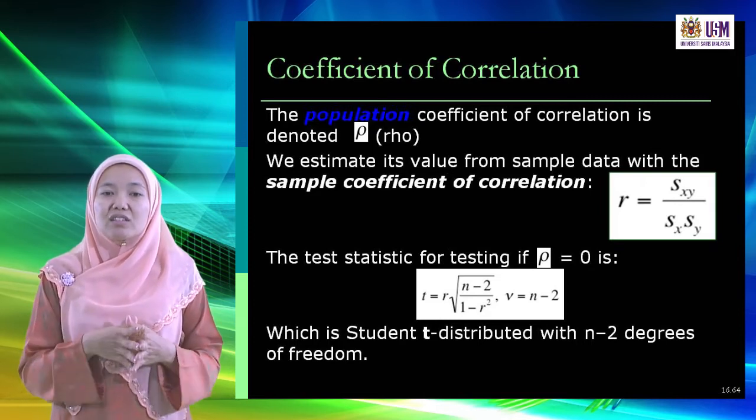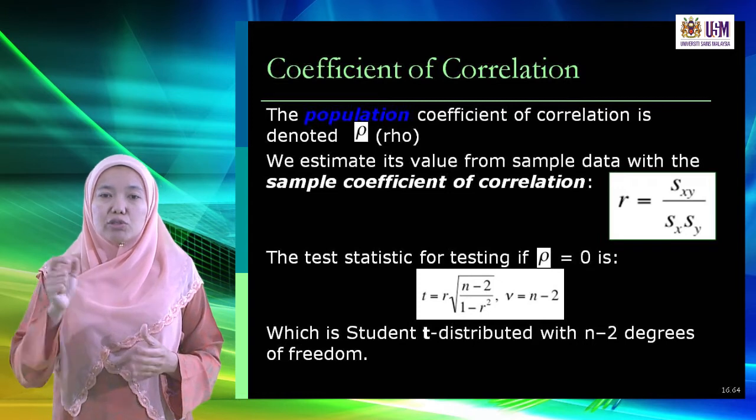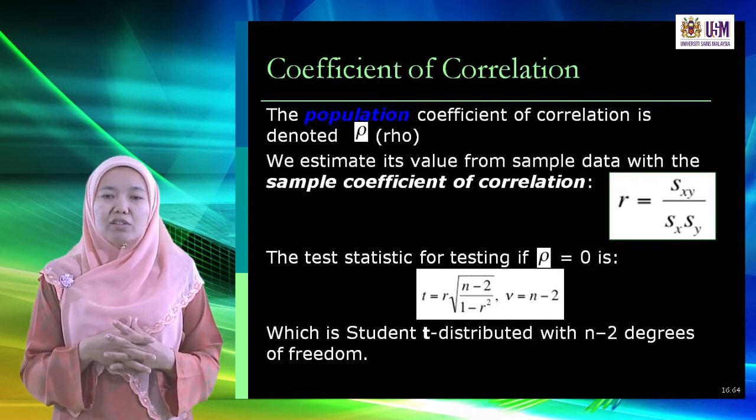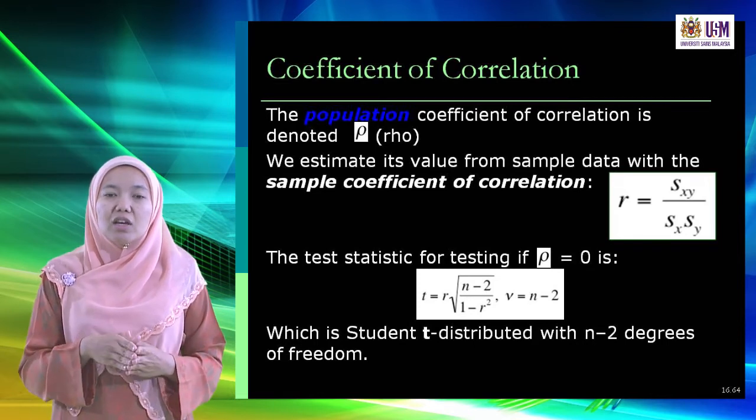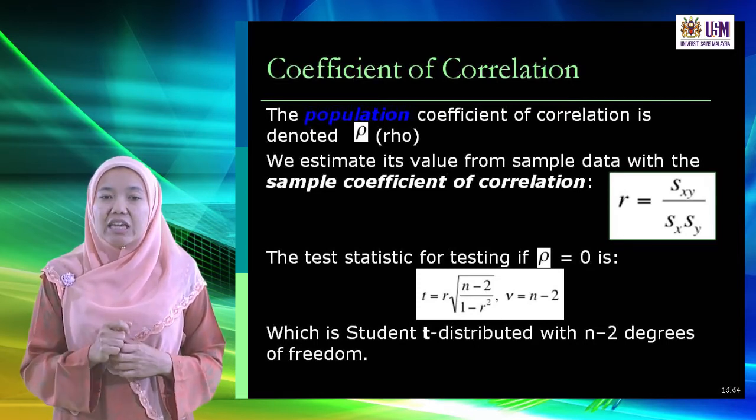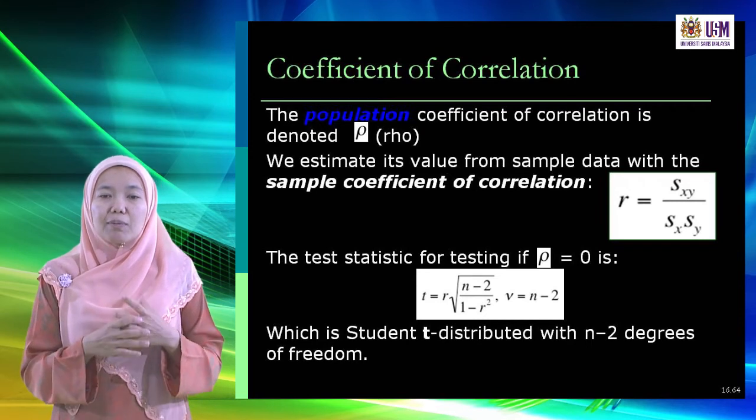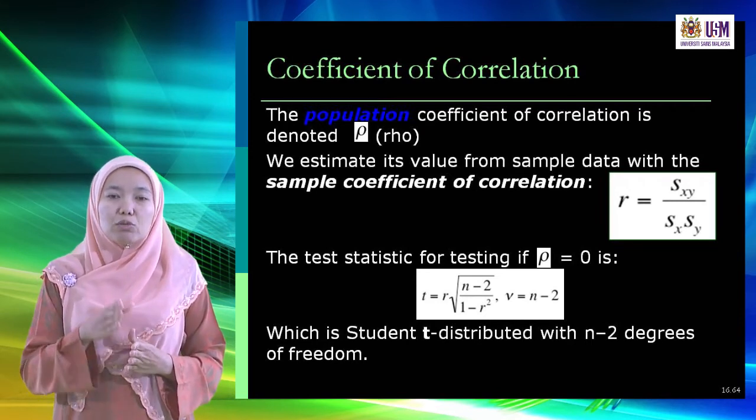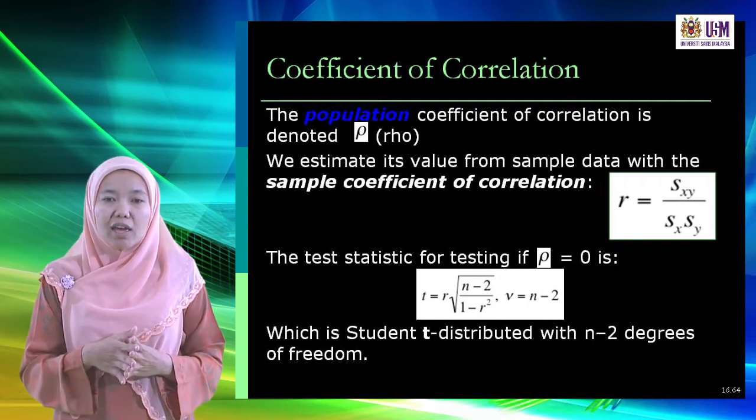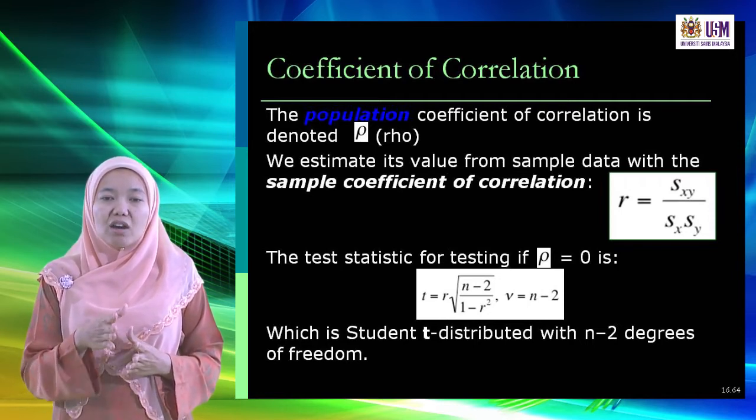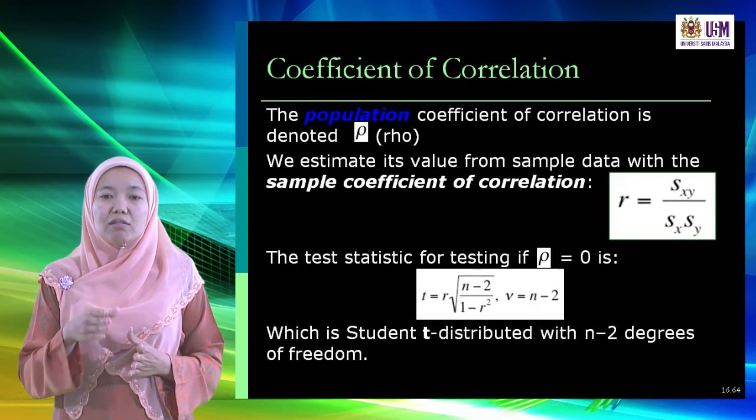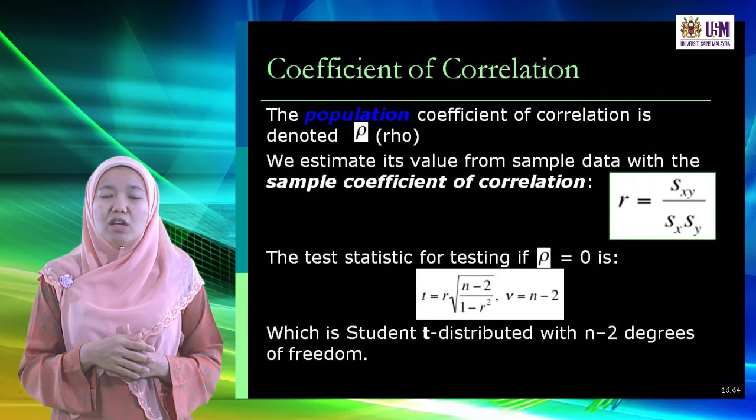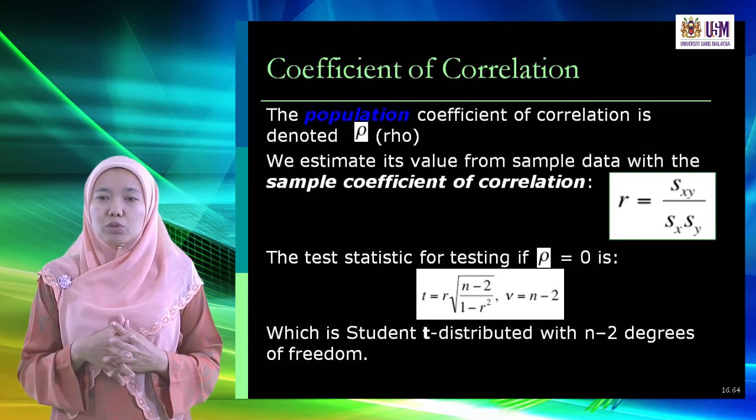The test statistic for testing if rho equals 0, that means correlation equals 0 or no correlation, which is the null hypothesis, will be t equals r multiplied by the square root of n minus 2 divided by 1 minus r squared. The degrees of freedom nu equals n minus 2. This is also a Student t distribution with n minus 2 degrees of freedom.